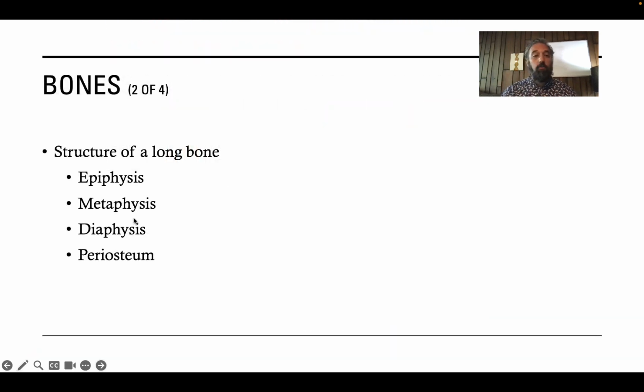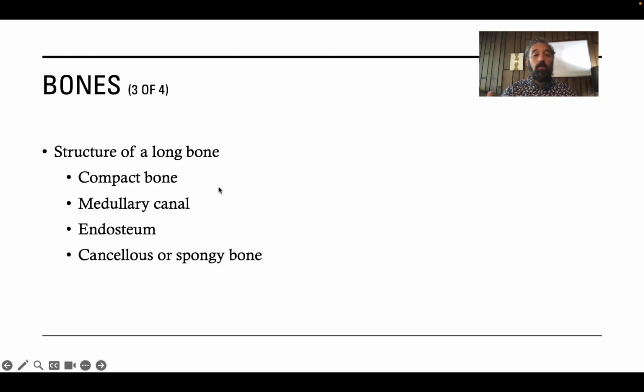As I was referring to before, there are different portions of a bone: the epiphysis, the metaphysis, and the diaphysis. And then there are also different types of bone tissue. Compact bone has rings of bone, and there's a medullary canal that goes down the middle. The endosteum, and then there's also spongy bone. Compact bone is like tree rings, and spongy bone is like a sponge. So it's a matrix of bone.